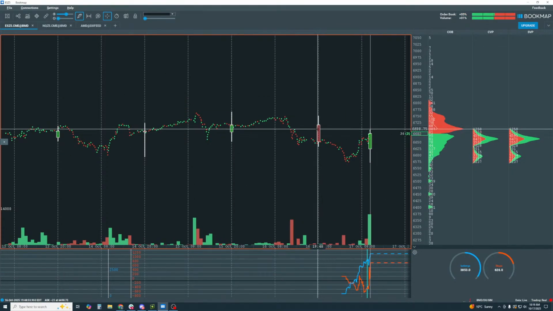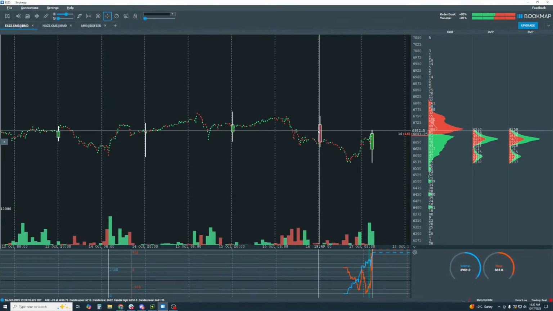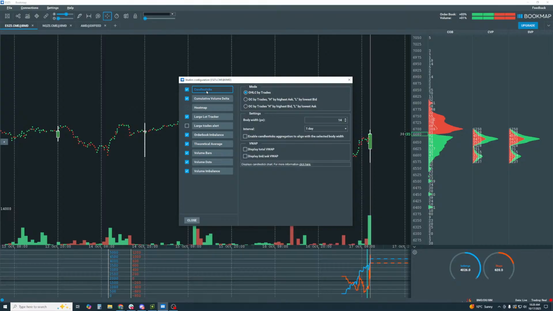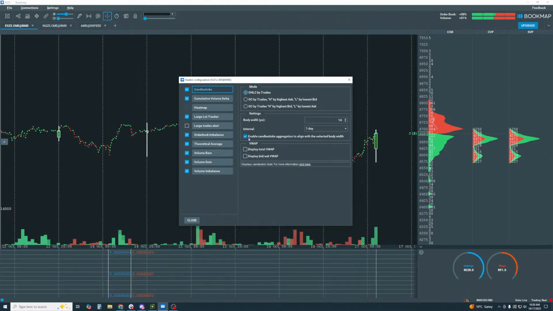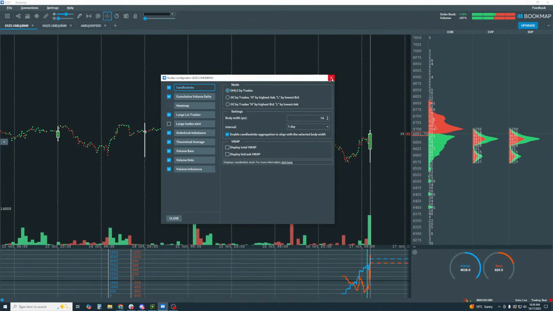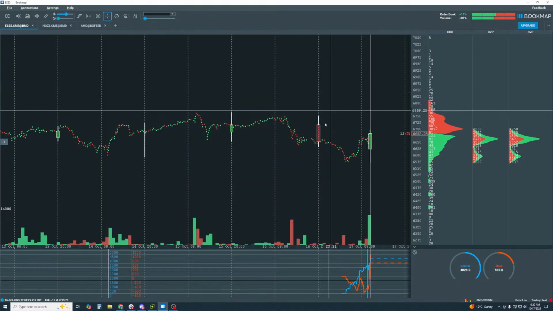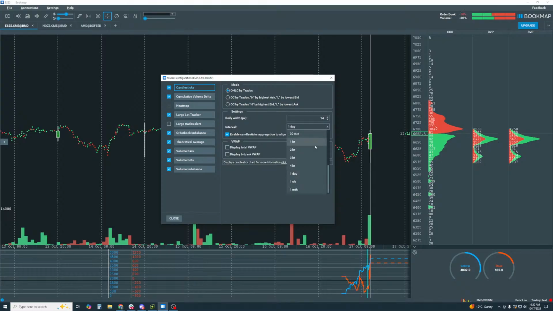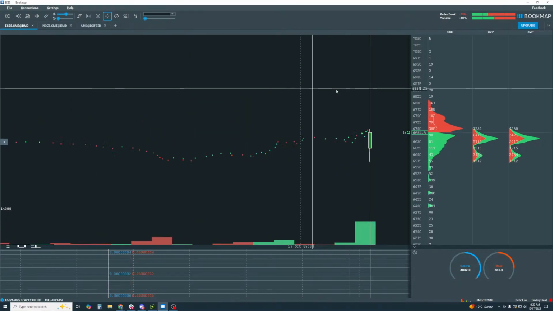If you like, it's up to you, but there's this interesting feature we put in on the candles: enable candlestick aggregation to align with the body width. Okay, this is pretty interesting. I like it. You just have to note, though, that if you do use this, well, let me show you how it works. Let's actually zoom in first.